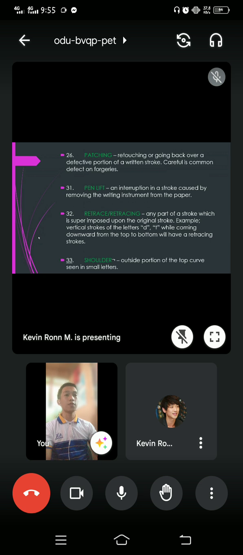So what is pen lift? Interruption in a stroke caused by removing the writing instrument from the paper. So that is pen lift.